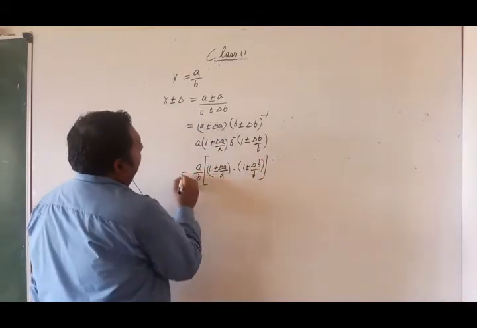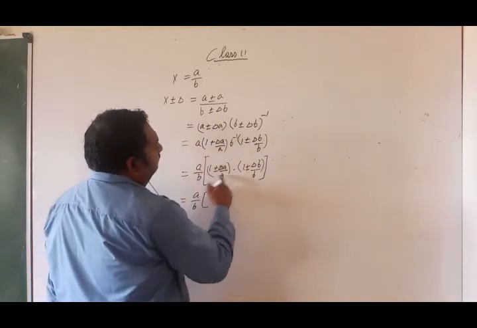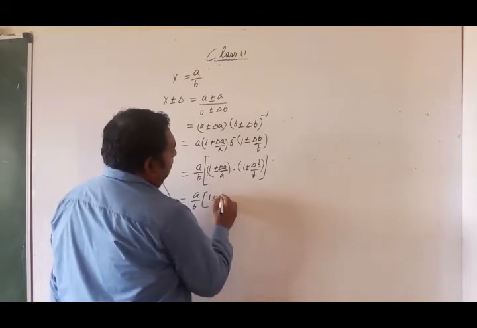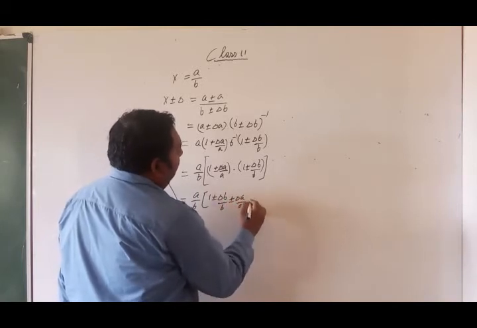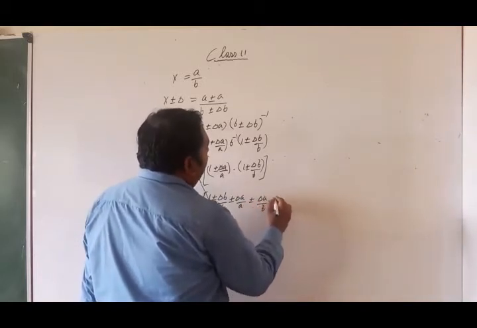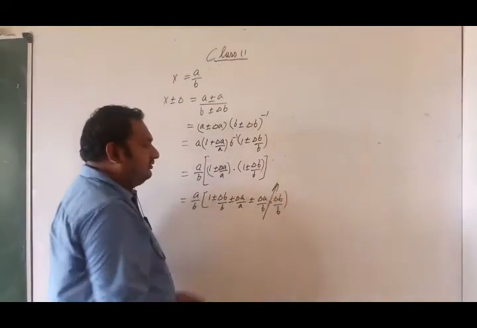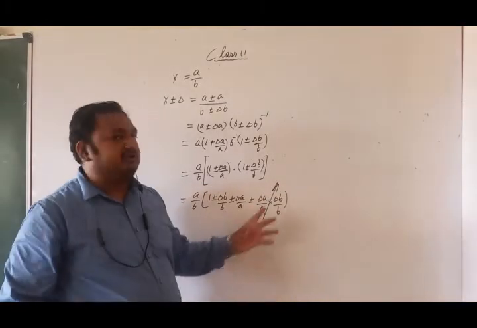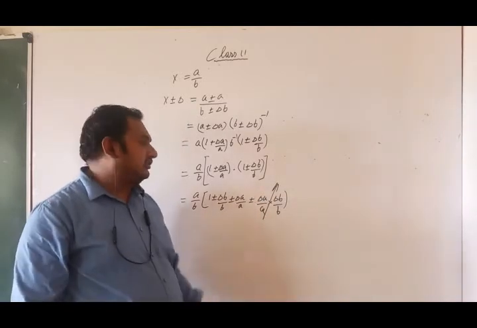Now this will be a upon b, 1 plus minus del b upon b plus minus del a upon a plus minus del a upon a into del b upon b. So this quantity is very small. Del a upon a into del b upon a, if this quantity is very small, we can neglect. ये quantity बहुत ही small है, इसलिए अपन इसको neglect कर सकते हैं.